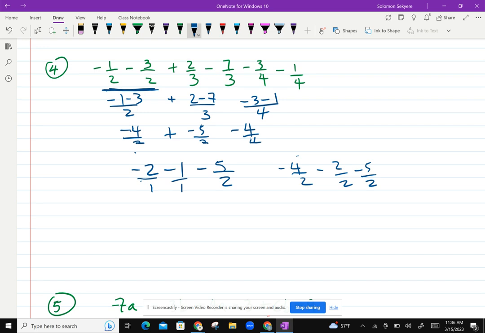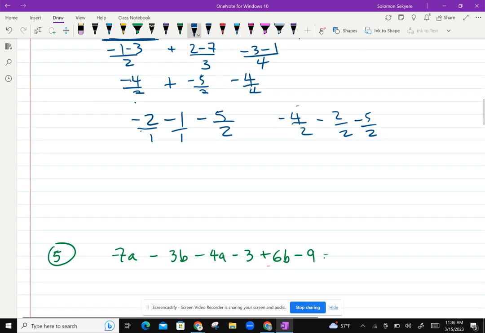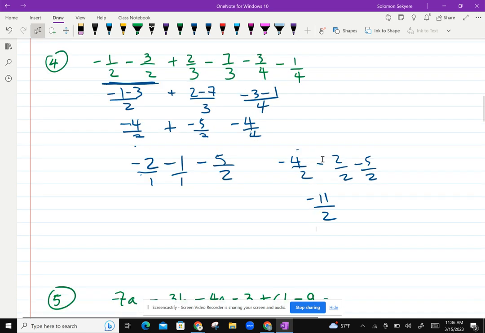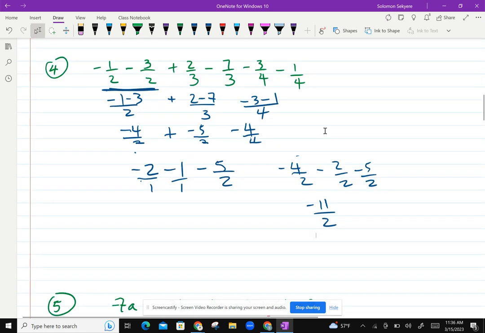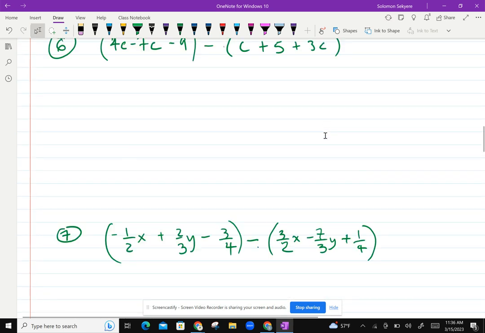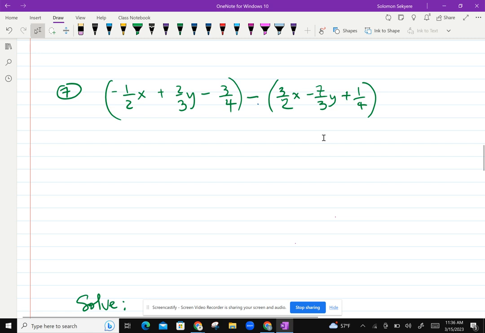And then your answer is negative 11 over 2, right? Negative 4 minus 2, which is negative 6 minus 5, negative 11 over 2. If I can do this one right here, number 4, that means I should be able to do number 7, right? Okay, let's do number 7.